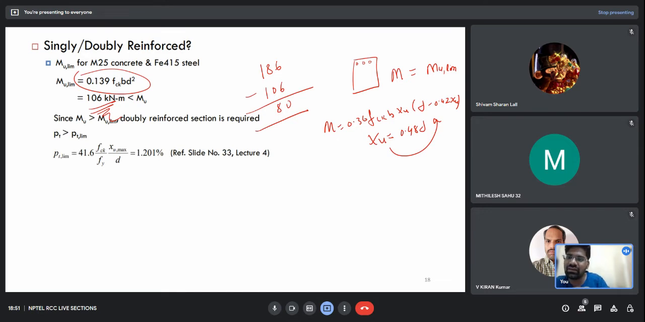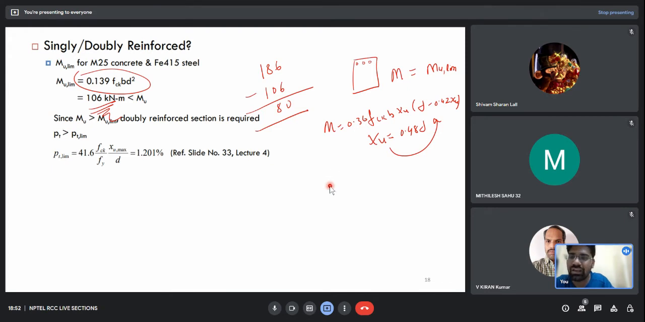So you can see it here. Since the moment for which the beam has to be designed is greater than the limiting moment, we need to go for a doubly reinforced beam. But we already knew it from comparison with the previous problem. So now you can calculate the area of steel.